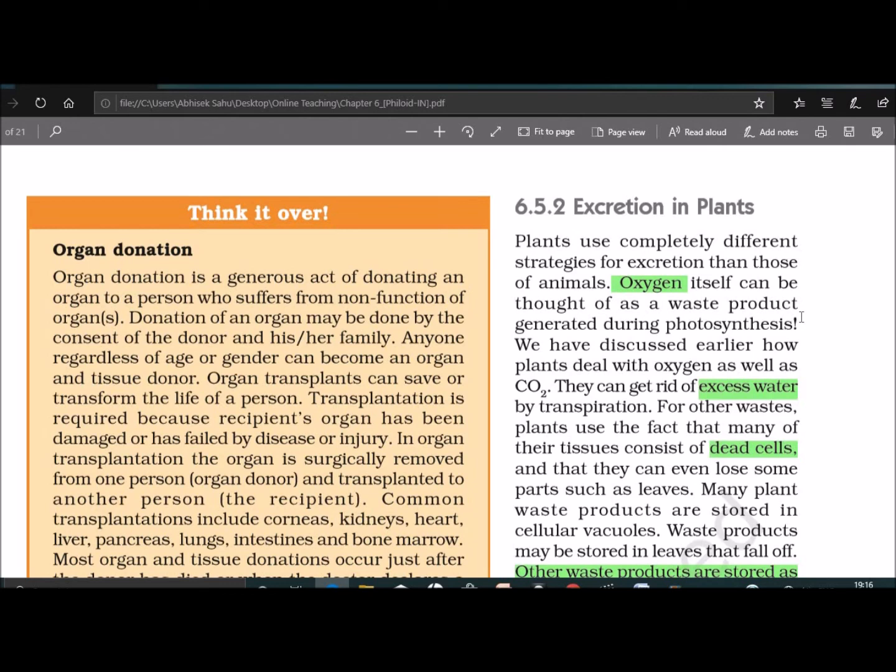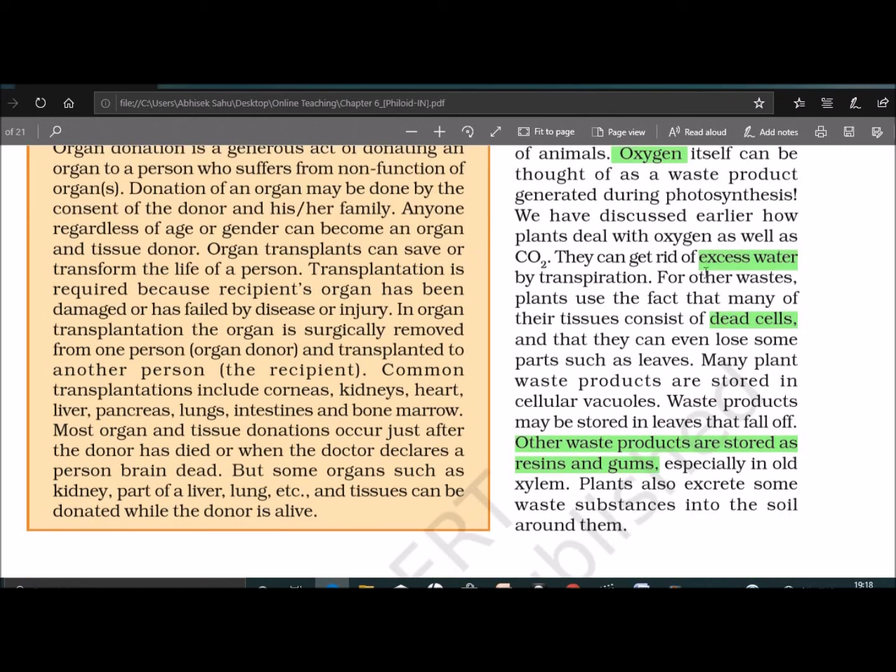Cellular respiration, photosynthesis, and other metabolic reactions produce a lot of excretory products in the plant. They use completely different strategies for excretion than those of animals. Oxygen itself can be thought of as a waste product generated during photosynthesis. Excretion of the gases and water takes place by diffusion through the stomatal pores on the leaf and also via lenticels. Excess water also diffuses through the stomatal pore during transpiration.